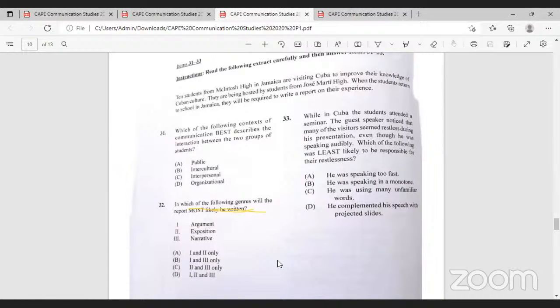33, while in Cuba, the students attended a seminar. The guest speaker noticed that many of his visitors seemed restless during his presentation, even though he was speaking audibly. Which of the following was least likely to be responsible for their restlessness? He was speaking too fast, he was speaking in a monotone, he was using many unfamiliar words, or he complemented his speech with projected style. That one should be straightforward. D, right? So 31B, 32C, 33D.